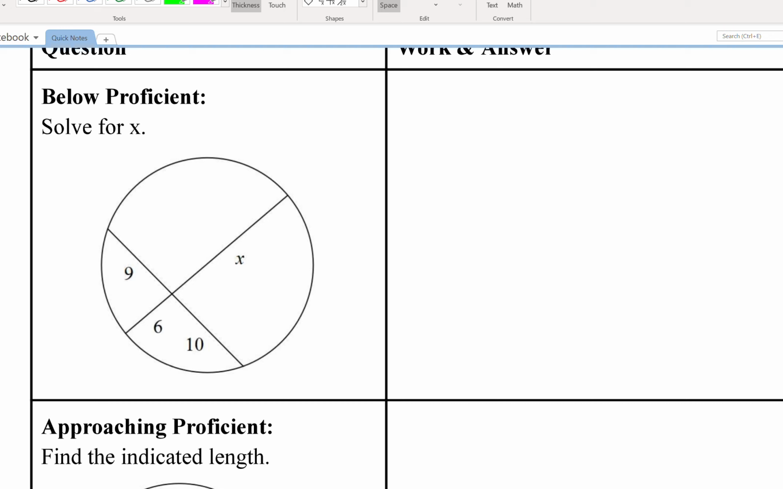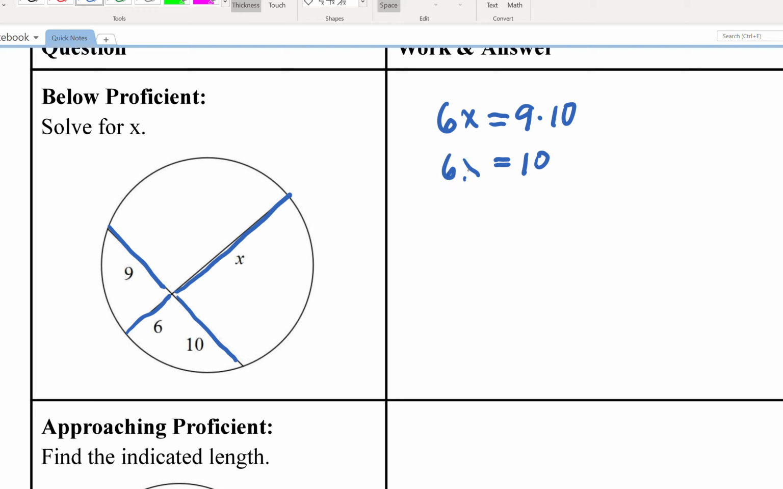So one of the properties of chords that intersect inside a circle is that the segments of that chord that they create, their products are equal. What's that mean here? In this case, it's pretty simple. We've got 6 times x, which is 6x, will be equal to 9 times 10. And so we can then just solve this equation.